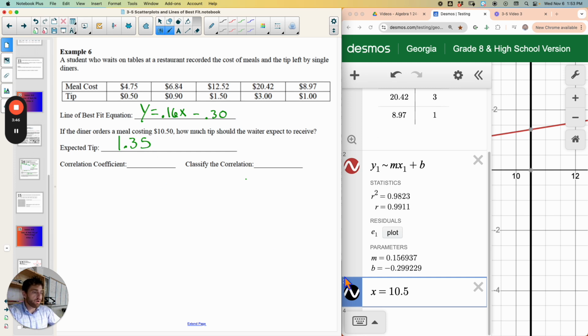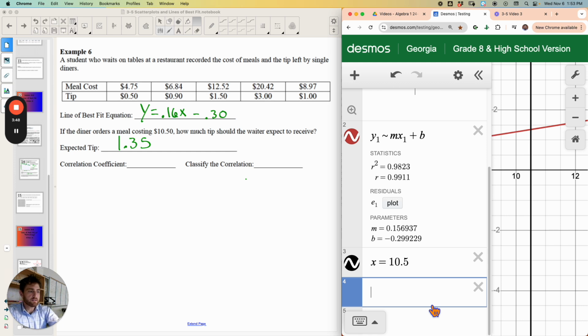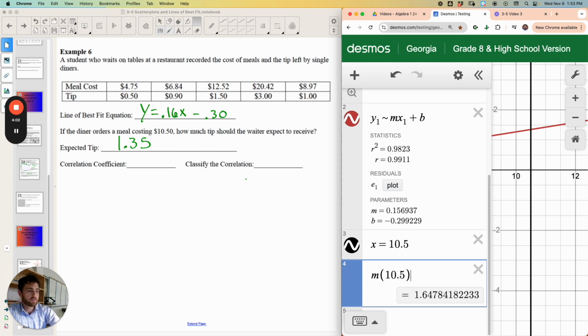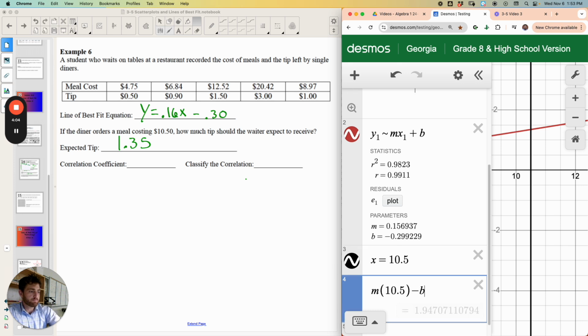So the expected tip would be $1.35. Now you also could have come down here and typed in, because whenever you do your line of best fit, it's storing these values in these parameters for m and b, or in these variables. So you can type in your slope times 10.5 minus b. I'm sorry, you got to do plus b, because the reason you have to do plus b is because it's y equals mx plus b. It will hold that value of negative there, and it will plug it in there for you, so you don't have to worry about the minus. And so there we get the same exact thing. And you could also do the same thing in your calculator.